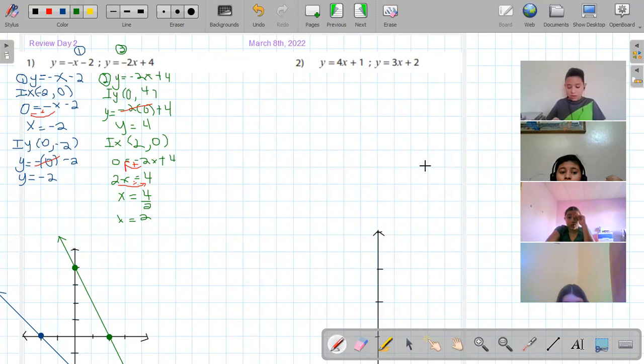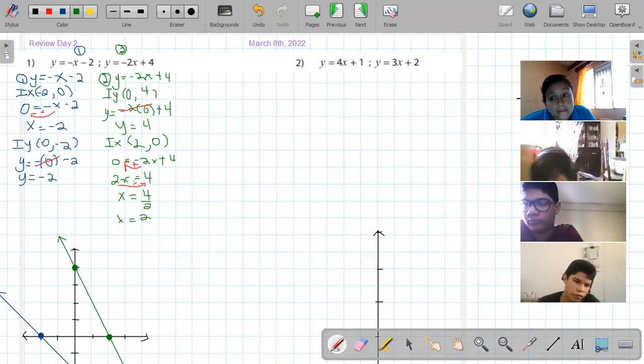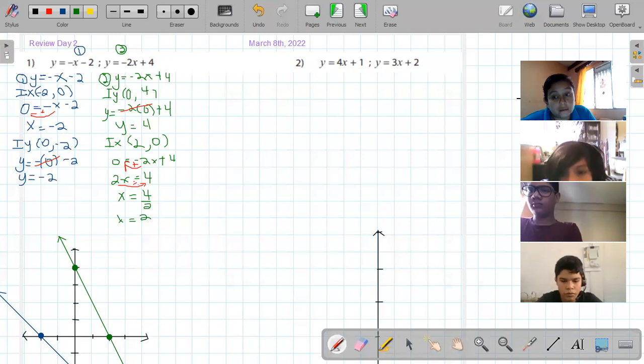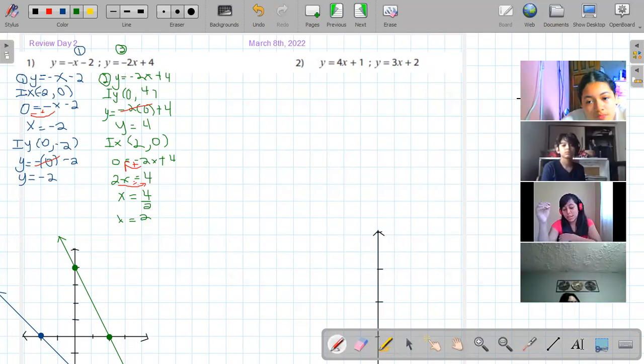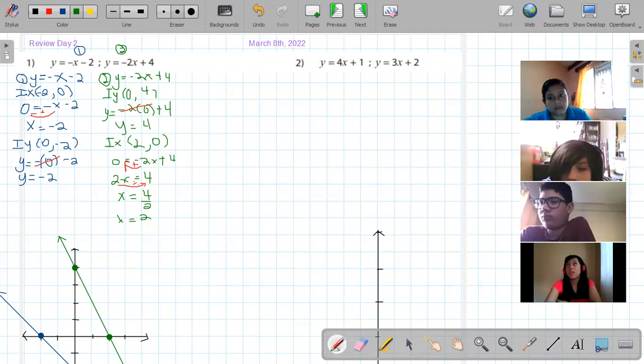Let's see, Valeria. What is the very first step that I need to do? Siloe? See if the slopes are the same to see if it is not a solution, and the y-intercept, if they are the same, it is an infinite solution.